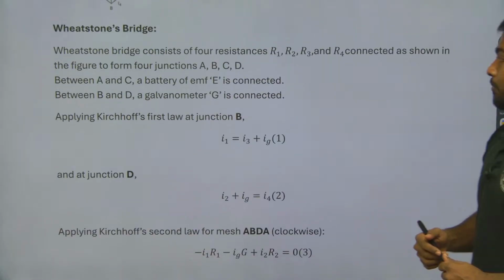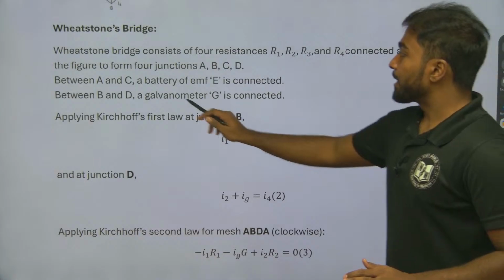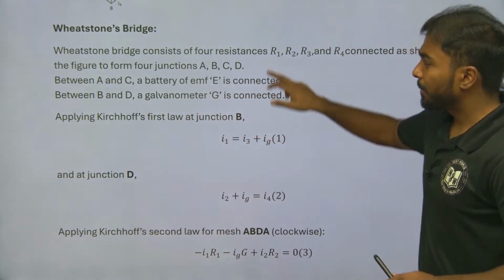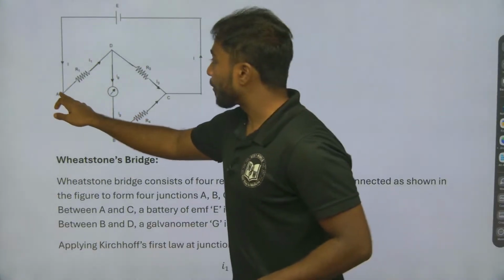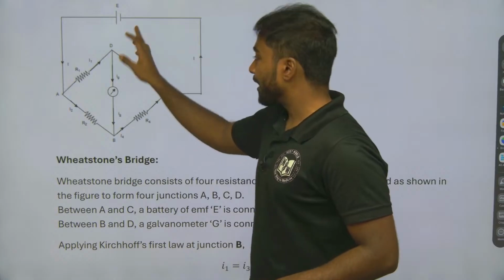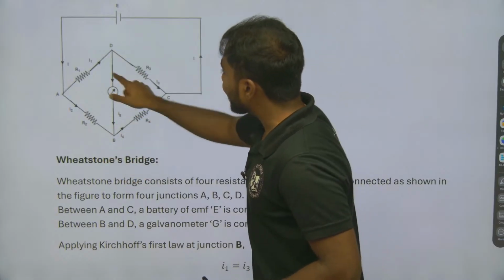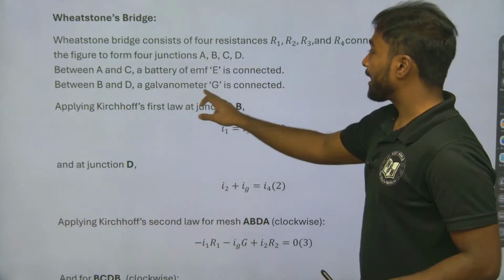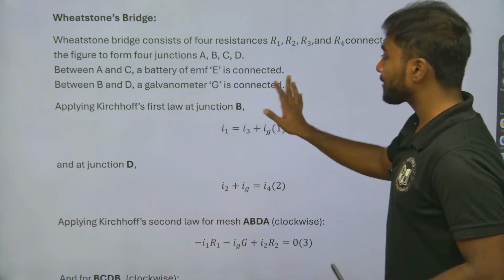Let us discuss the first point. Between A and C, a battery of EMF E is connected. This is the point A and this is the point C, so E has been connected. And between point B and D, a galvanometer is connected.